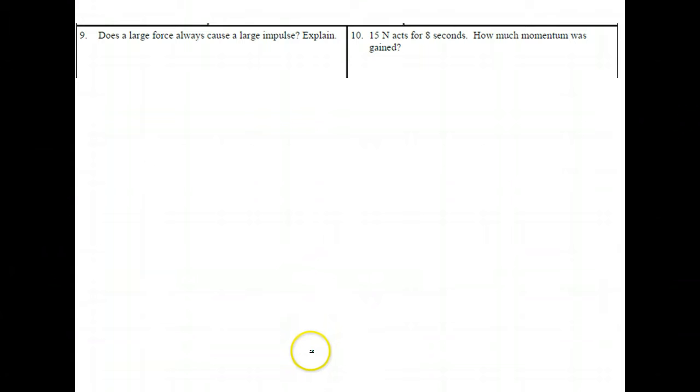All right, so let's go on to 9, and we'll run through some of these together until we get to 14. So 9, does a large force always cause a large impulse? No, not always. And why is that? Yeah, impulse also depends on time.